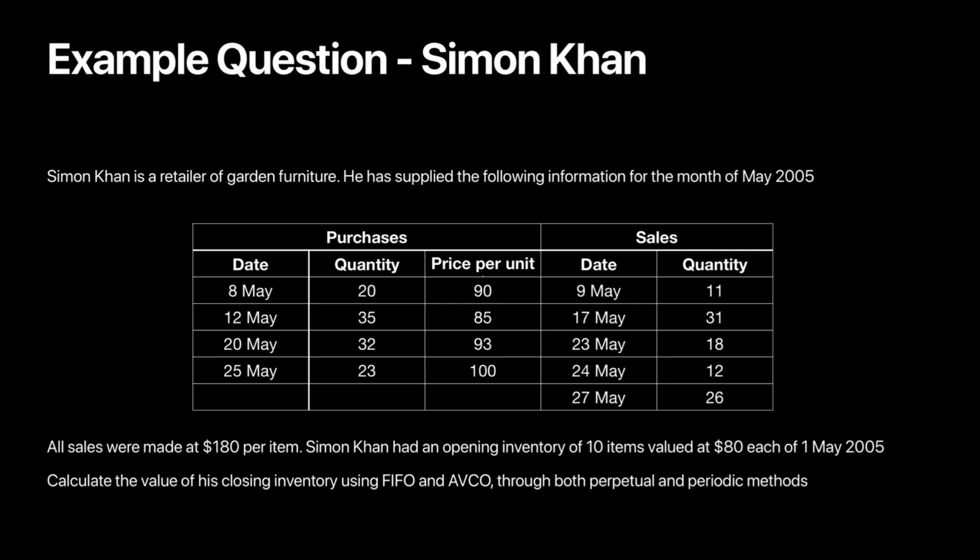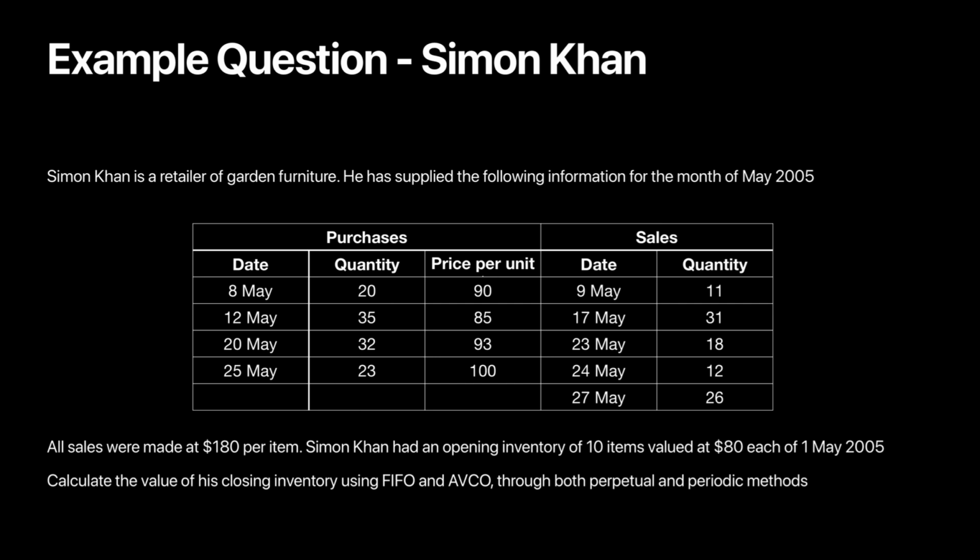Hi everyone. So now let's continue and let's solve this question again. This time, instead of using the periodic method, we'll use the perpetual method. The perpetual method means that each transaction will be recorded and inventory balance should be calculated after every transaction, whether it's purchase or sale. All right.